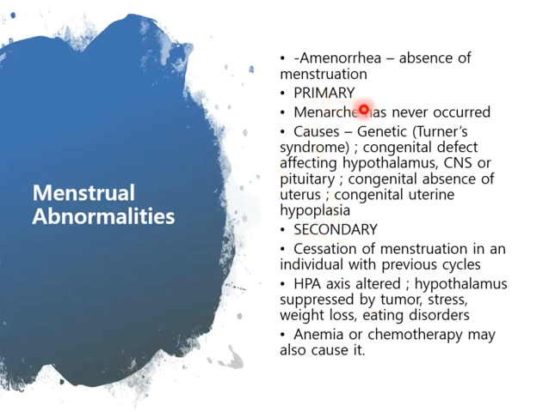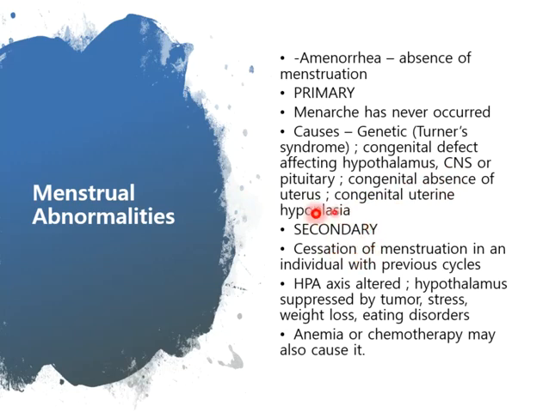Primary amenorrhea is the term used when the individual has never had menses. The menarche, the beginning of menstruation, has not happened. It is generally seen in conditions like genetic syndromes, or when there is a congenital defect affecting the hypothalamus, the CNS, or the pituitary. There can be a congenital absence of the uterus, or a congenital uterine hypoplasia.